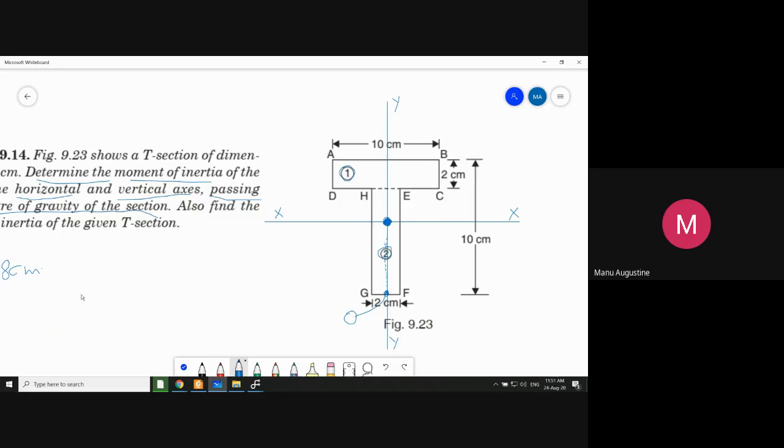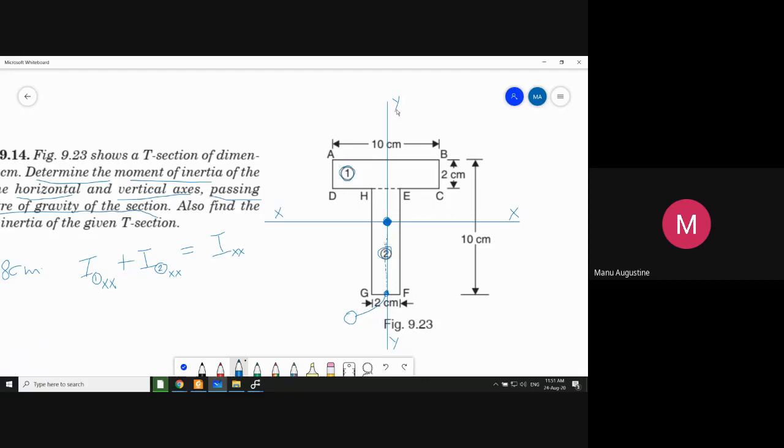Now all you have to do is find the moment of inertia of the first area about the centroidal axis XX. Add it with the same thing done to the second area. So again, you go to the second area and find its moment of inertia about the XX axis. You add this and you get the moment of inertia of the complete composite section about the X axis.